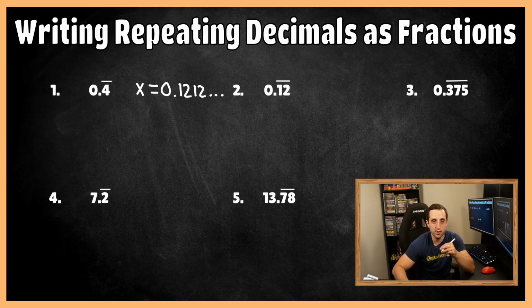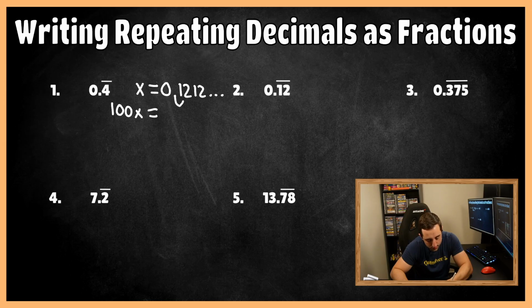And now we need to come up with our second equation. Well, since there's two numbers repeating, we don't want to multiply both sides by 10, but this time around, we're going to multiply by 100 on both sides. So x times 100, well, that's just 100x equals. Well, how do I multiply this by 100? Don't move the decimal one place to the right, but two place values to the right. So we have once, twice, and now we're going to have 12.1212 dot dot dot. And now we can go ahead and subtract these.